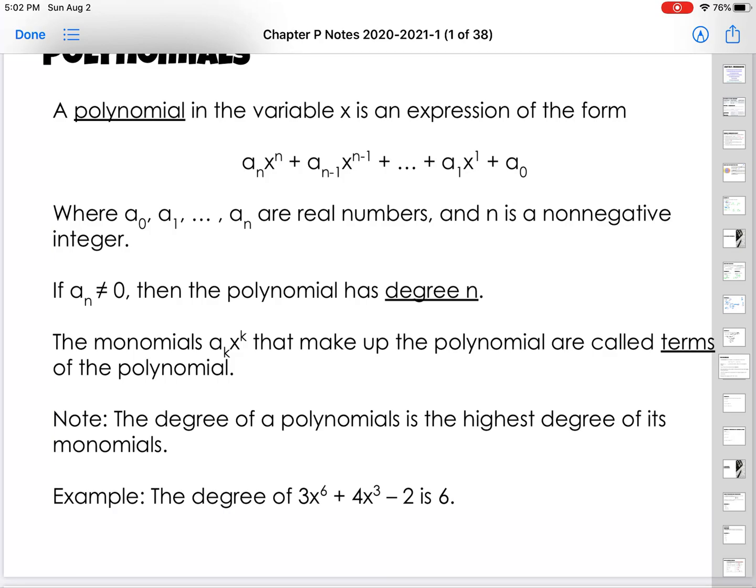So for example, in Algebra 1, you would have talked about, say, a degree 2 would be a quadratic, or a degree 3 would be a cubic. So that tells us down the road how we can graph these things. The monomials a sub k, x to the k, that make up the polynomial are called terms of that polynomial. And note the degree of the polynomial is going to be the highest degree out of all of the monomials. So for example, if I have 3x to the 6th plus 4x to the 3rd minus 2, the degree here is going to be 6. And that helps us to figure out what our graphs are going to look like.